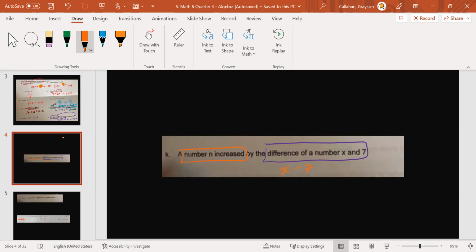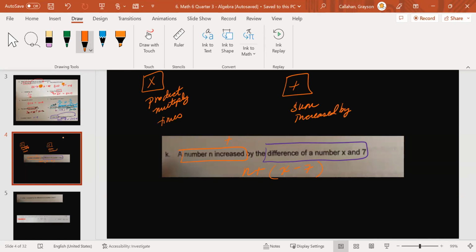Number in, increase. No, increase. Increase means plus. Where does it say times? It doesn't say product. So here, times is product. Multiply. Times. Do you see that? Add. You need to write this down in your notebook. Look in your notebook. Sum. Increased by. Added. Plus.